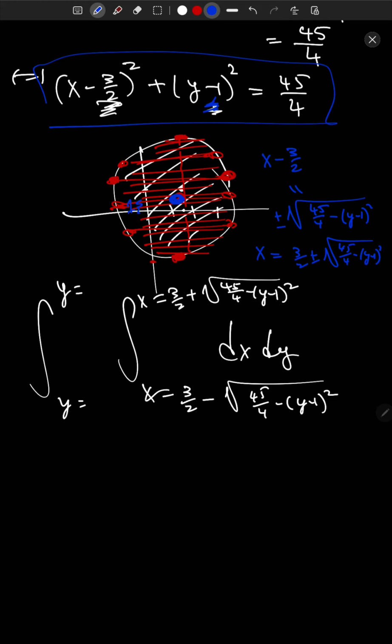Our radius is square root 45 over 4. So our lower point right here is going to be 1 minus that, so 1 minus square root 45 over 4. And our upper one is going to be 1 plus our radius.